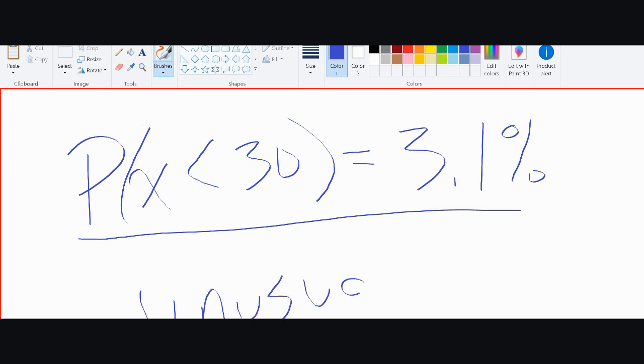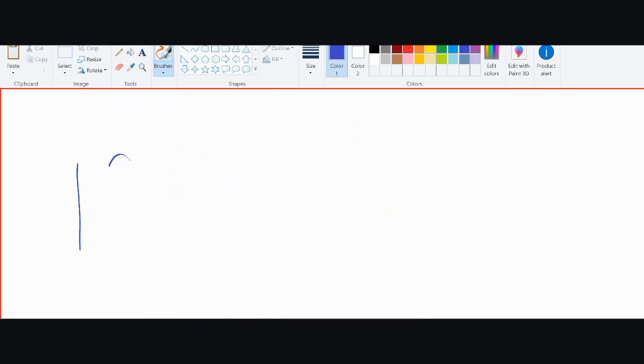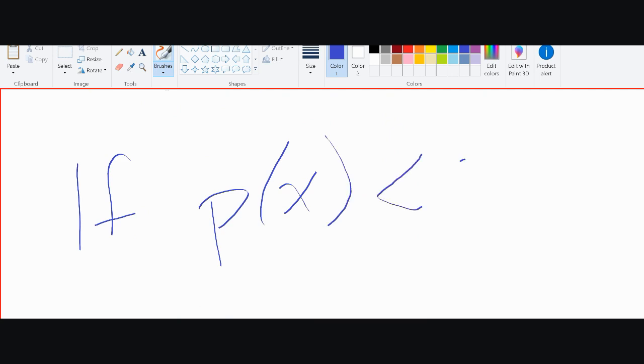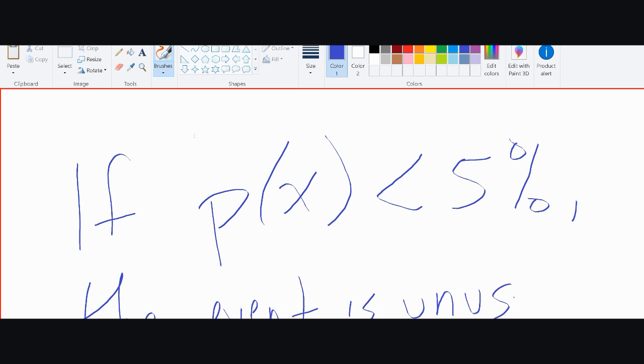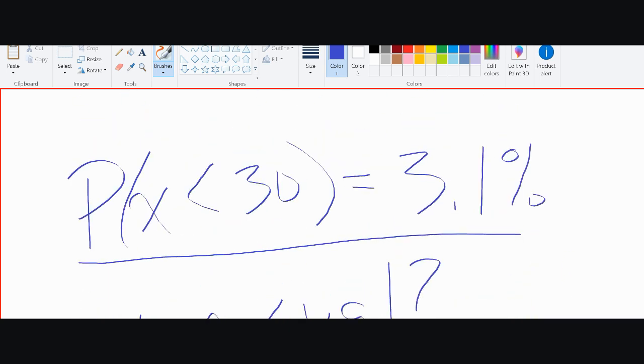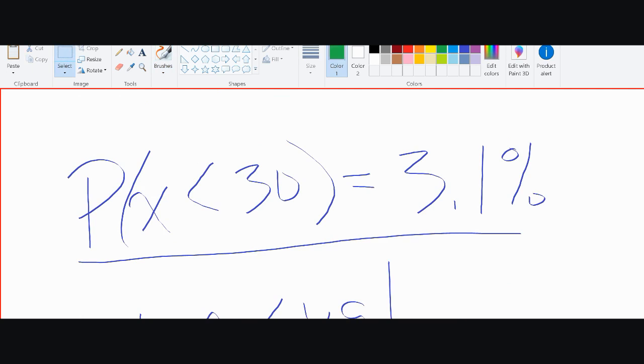Now, how do we decide in probability if an event is unusual? The cutoff is actually pretty straightforward. If the probability is less than 5%, the event is unusual. It's that simple. If the probability of an event is less than 5%, we consider it unusual. So very simply, looking at our probability of 3.1, is 3.1 less than 5%? Absolutely it is. So this probability is unusual.